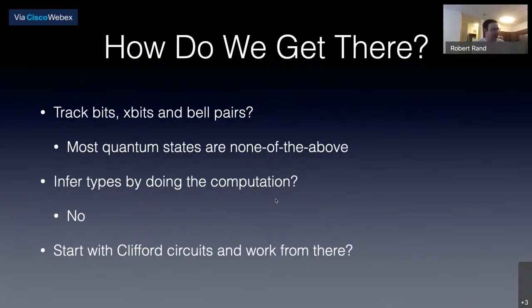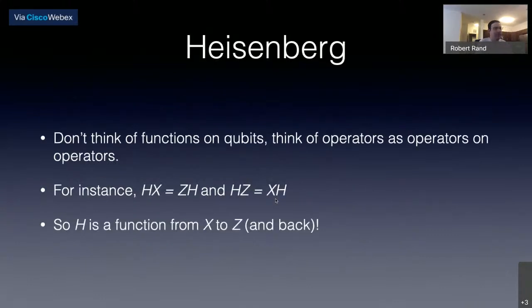So my third thought was, okay, what if we start from Clifford circuits, which we understand pretty well, and work from there? In order to give some background to the approach that we're taking, which is based on the famous Gottesman-Knill theorem, we have to talk about the Heisenberg interpretation of quantum mechanics, which I'm summarizing as: don't think of operators as functions on qubits, think of them as operators on other operators.